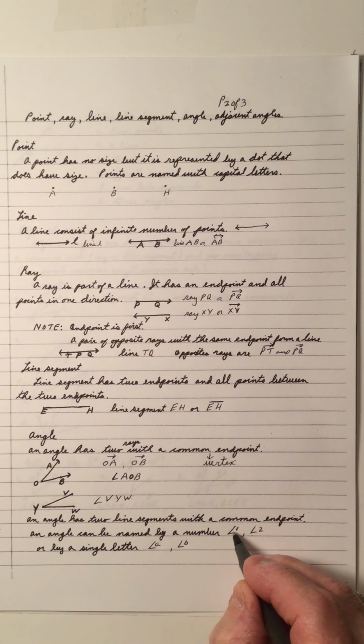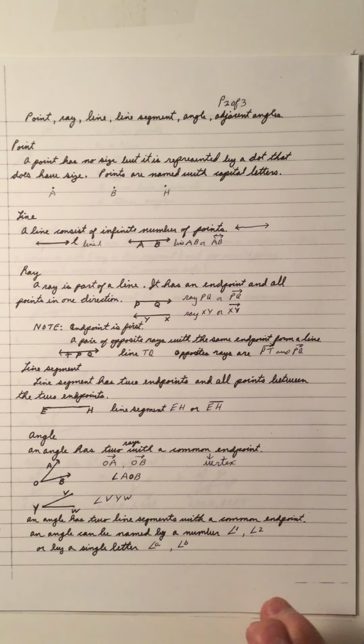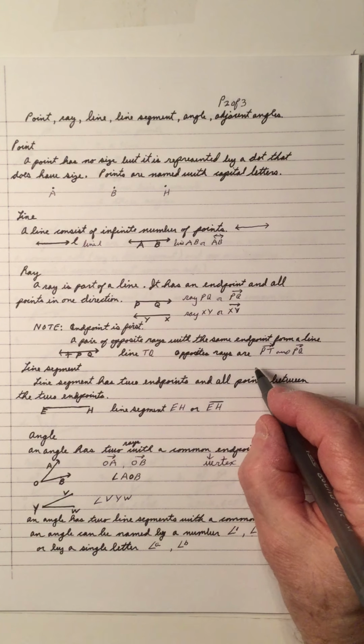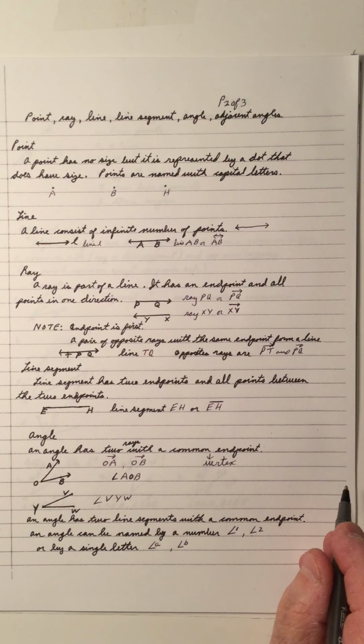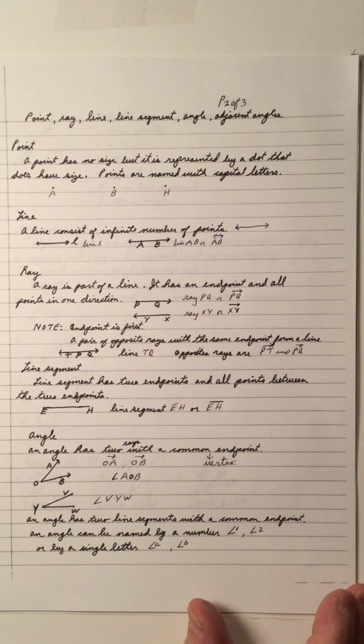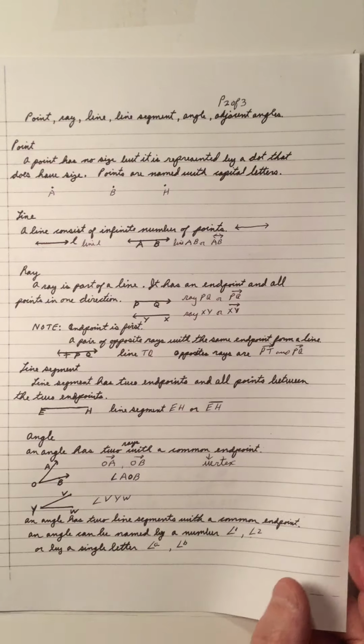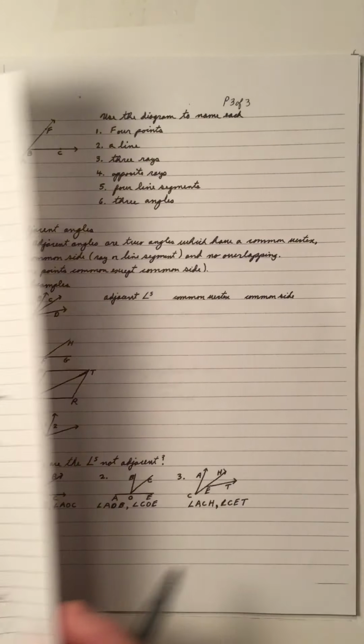Sometimes it's easier to name angles with numbers when we're talking about them in a diagram, especially when we go to do proofs. That's one of the units on congruent triangles. Doing proofs, we name angles with numbers. Let's continue.